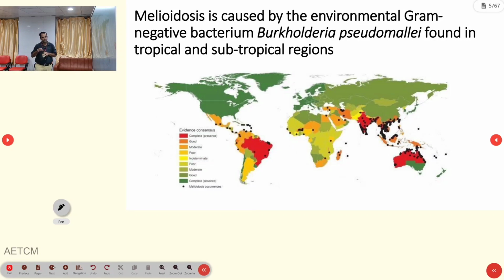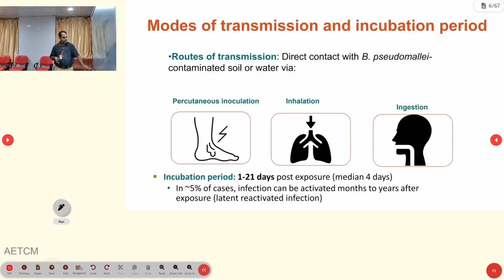But Southeast Asia is known to be very endemic. Australia is very endemic. India, South, we have a lot of cases. Per se, the Indian subcontinent is very endemic to melioidosis, along with Brazil. Africa, we don't have any data. You shouldn't think that it's not there in Africa, but data is not available.